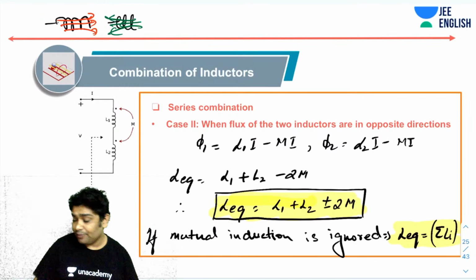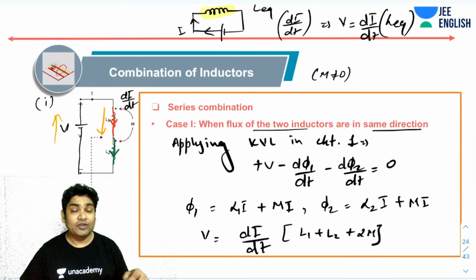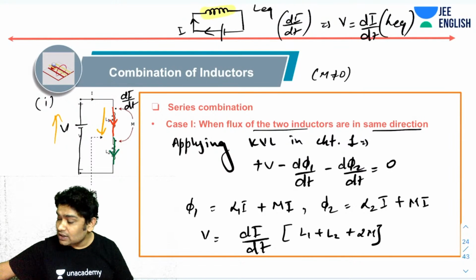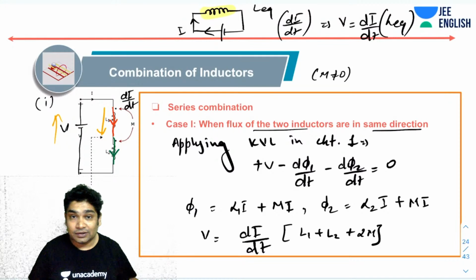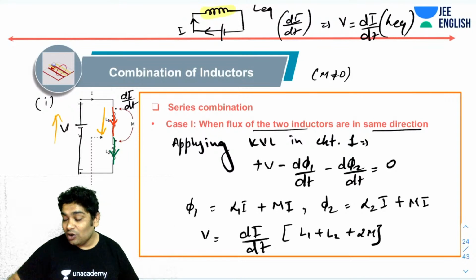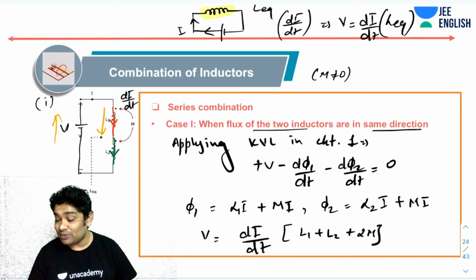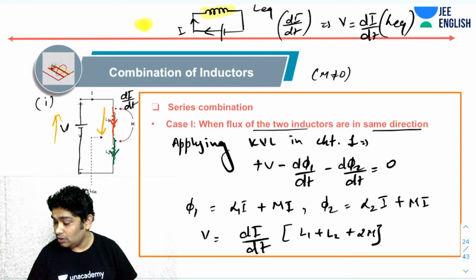To take a quick look at what we did: we assumed the current, we calculated the flux through both the coils, then we applied the KVL equation and compared it to the equivalent circuit which has been shown above. This is the equivalent circuit where the two inductors have been replaced by a single inductor.